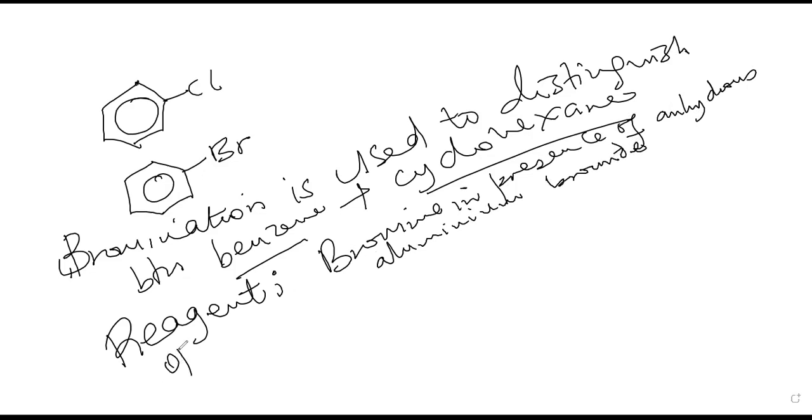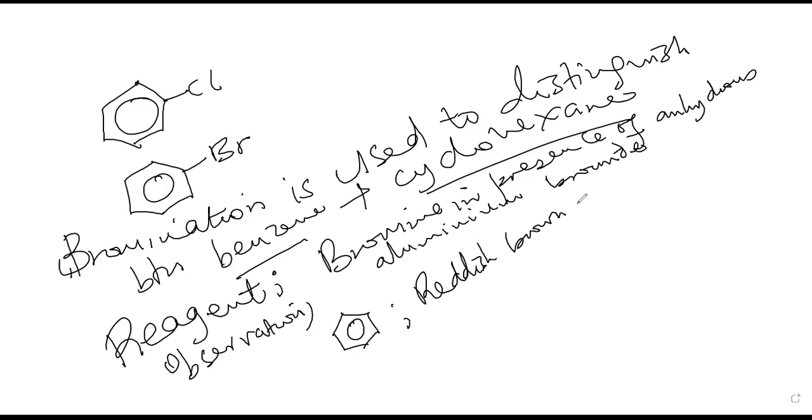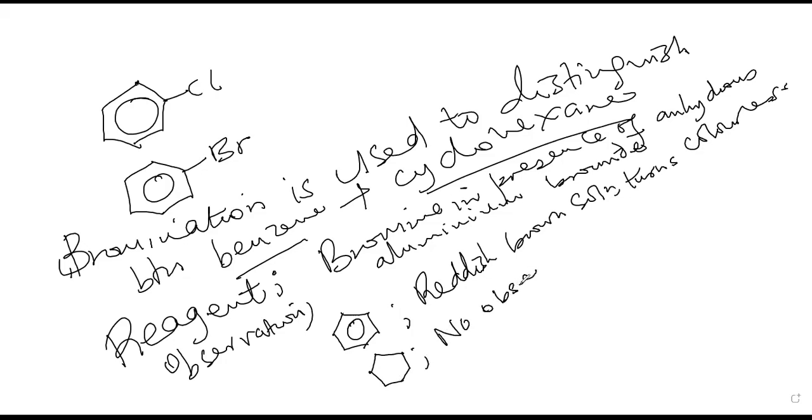And the observations would be, for the case of benzene, we always see a reddish brown solution turning colorless. While for the case of cyclohexane, no observable change.